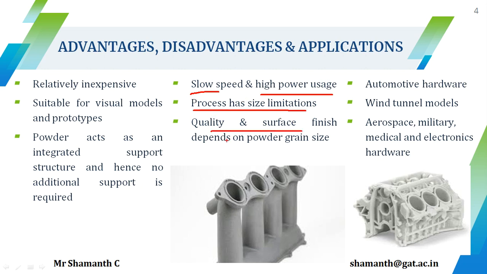And then the quality and surface finish always depends on the powder grain size. So you always need to understand, whenever you are performing a process like the binder jetting process or the powder bed sintering process, the finish of the product depends on the powder grain size. I talked about the parameters in the previous lectures. When I talked about the parameters, the resolution depends on the layer thickness. Here the resolution depends on the powder grain size. If the powder grain size is very small, then the resolution will be very good. And if the powder grain size is higher, then the resolution will be different.